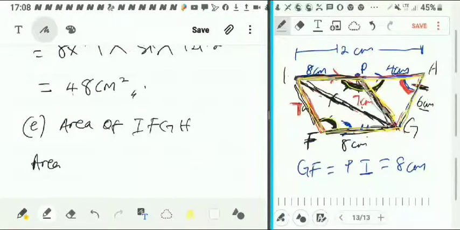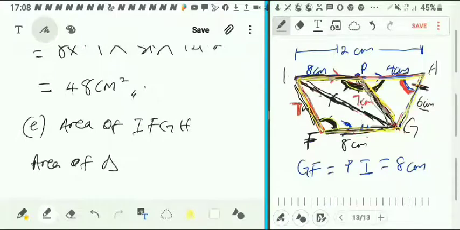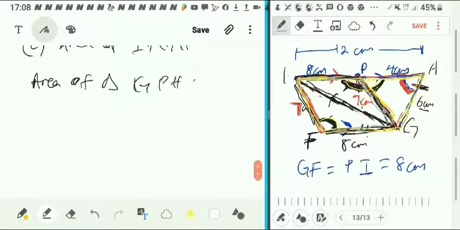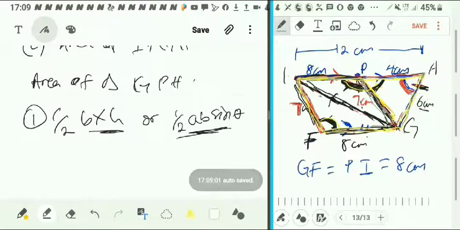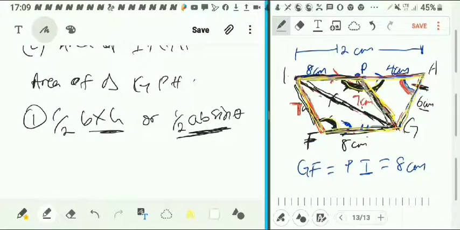Okay, so let's get the area of triangle GPH. For the area of a triangle, you can use either half base times height or half ab sine theta. You use the first one if the height is given, and this one if the height is not given. Here, we don't have any height given, but the sides are given, and an angle in between is also given. So we're going to be using this one.